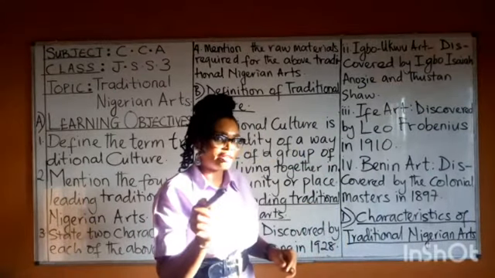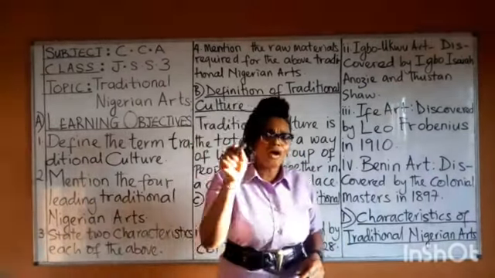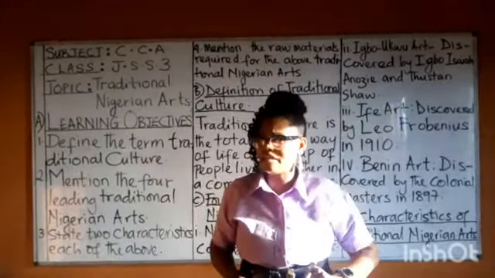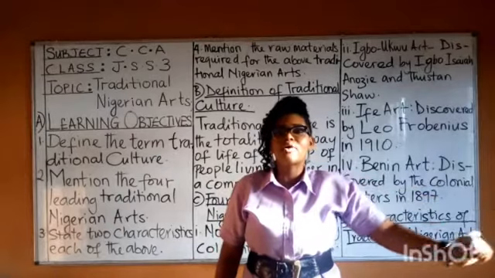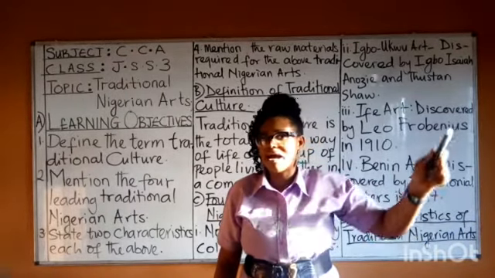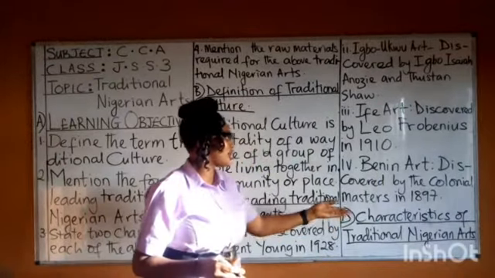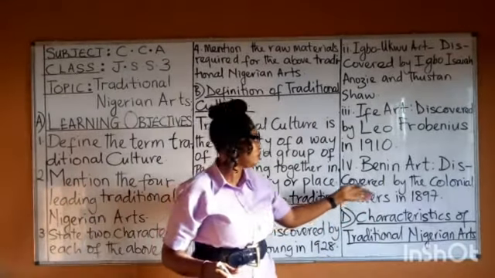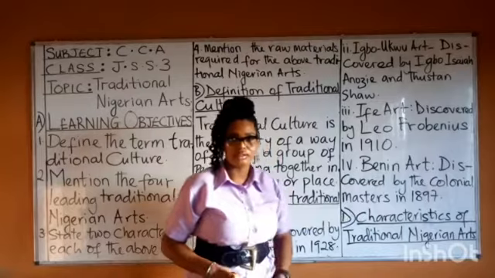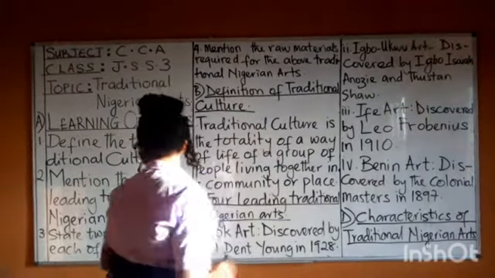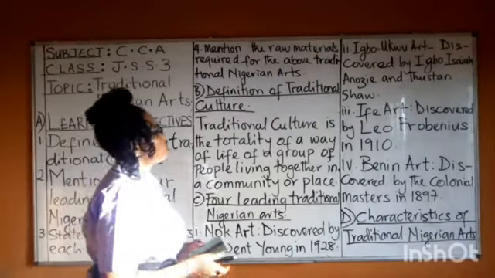Now, it doesn't end there. The Oba of Benin, Oba Ovonramwen, was deported from Benin to Port Harcourt, where he lived and died with his 4 wives. And that takes us to the characteristics of the traditional Nigerian arts. Now we take them one after the other. So we look at the board.